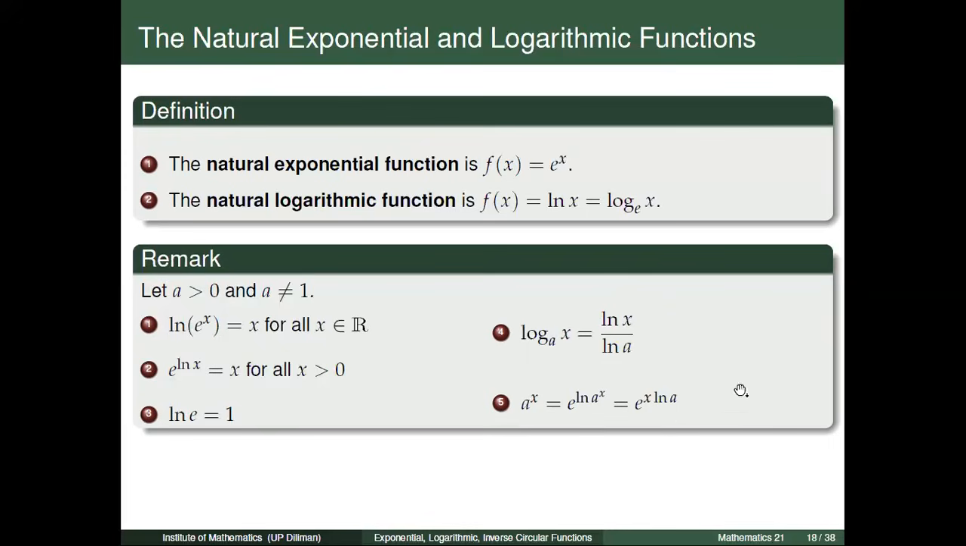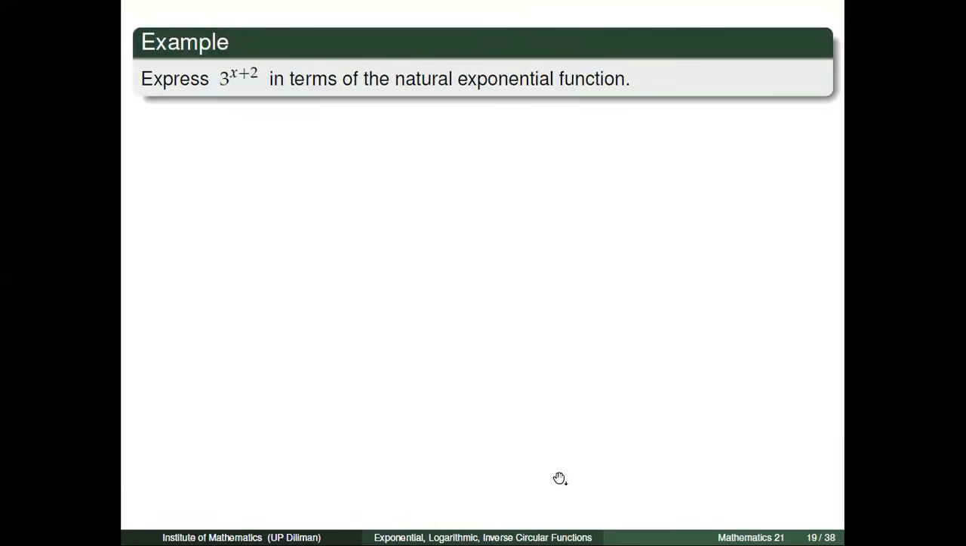We will use these facts later on when we discuss derivatives of these functions. For now, please remember this last formula. a^x equals e raised to the exponent x multiplied by the ln of the base a. Okay, so let's use that to express 3^(x+2) in terms of the natural exponential function. Okay, so we just recall the last remark.